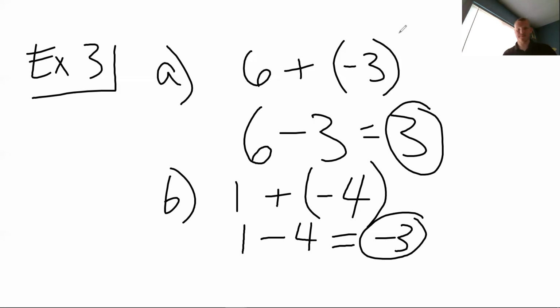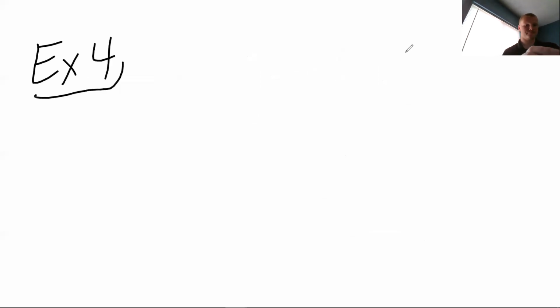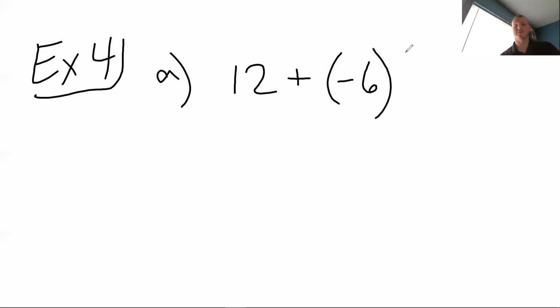Example 4. Add integers with different signs. This is the same thing as before. We have 12 plus -6. Since I have a positive and a negative, that's going to turn into 12 minus 6. That's going to give me 6.